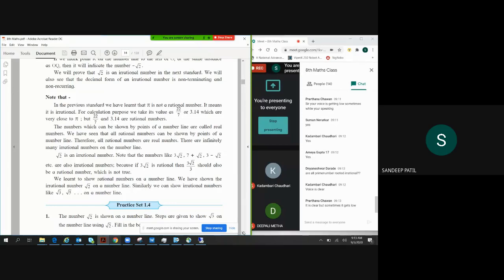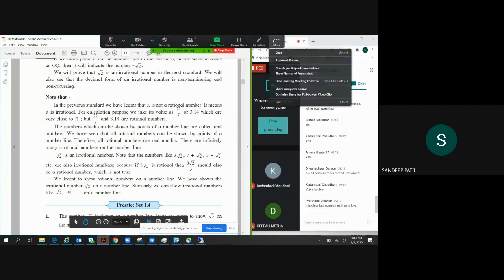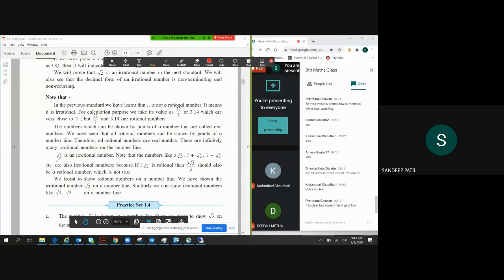Okay, so let's go to the next thing. Now what we will do, we will try to read it out. So we have learned that root 2 is an irrational number. Note that numbers like 3 root 2, 7 plus root 2, 3 minus root 2, etc. are also irrational numbers. Please keep note that if there is one irrational number and it is added to or subtracted from a number, or multiplied or divided by a number, the result is always an irrational number.